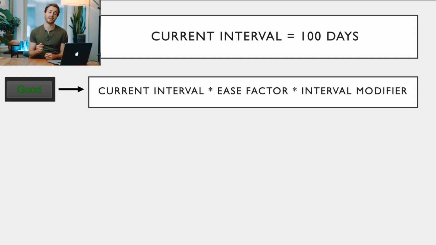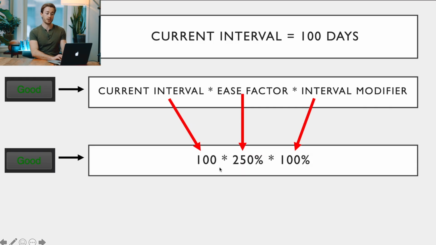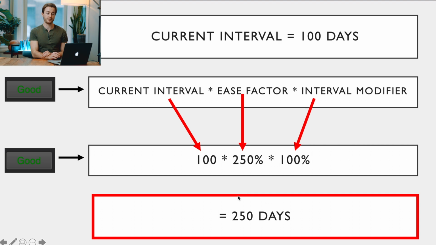At a baseline, it's set at 250% on every card. Now you can adjust this, but again, I don't recommend changing that at all, and I will go into that shortly. Okay, so we know what current interval is, it's 100 days. We know what ease factor is, it's 250% or 2.5. And we know what our interval modifier is, which is 100% or 1. We hit good, it goes 100 times 250% times 100%. The final number is 250 days, and that will be your next interval, which means that you will see it at day 350 from the first day you saw that card, or 250 plus 100 days.